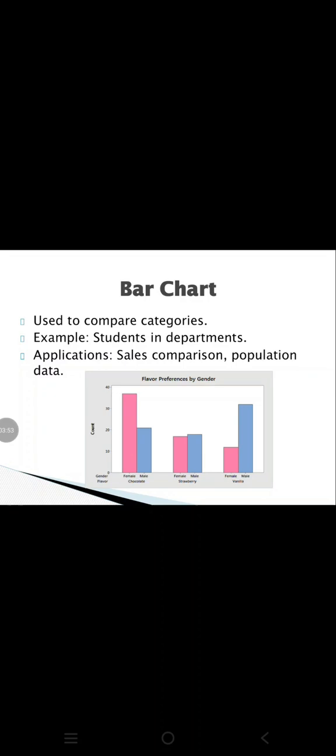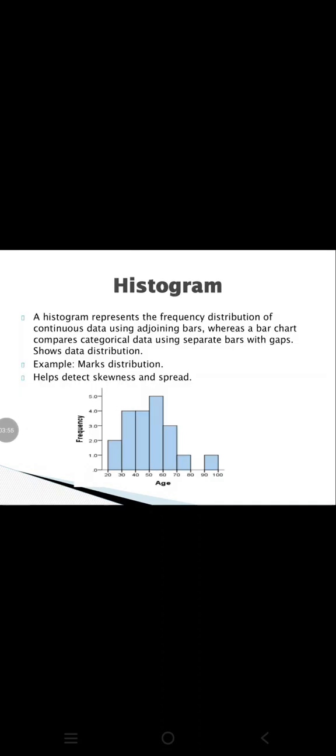Next one is a histogram. A histogram represents the frequency distribution of continuous data using adjoining bars. Unlike a bar chart, the bars in a histogram do not have gaps. For example, marks distribution of students. Histograms help detect skewness in data spread. This diagram is a histogram that represents the age distribution of people.